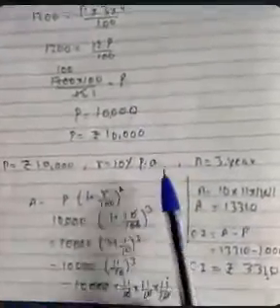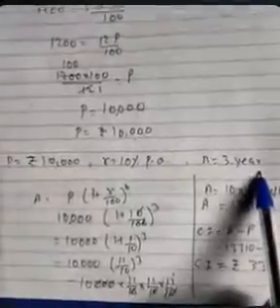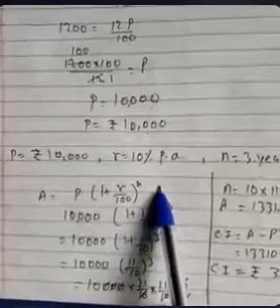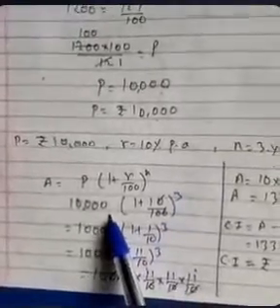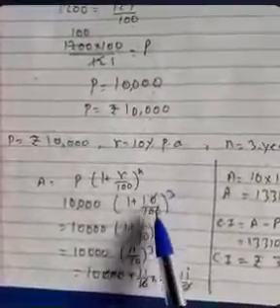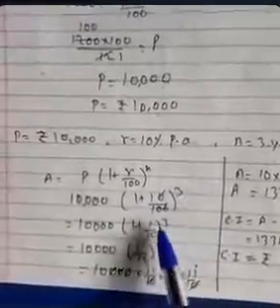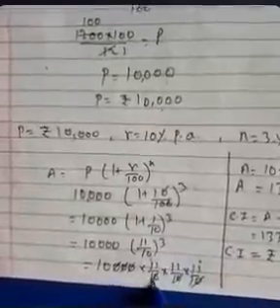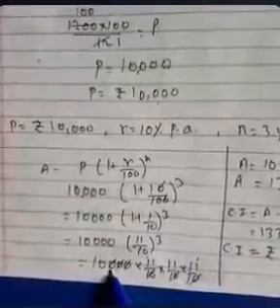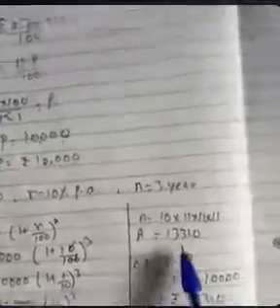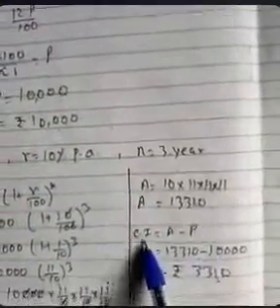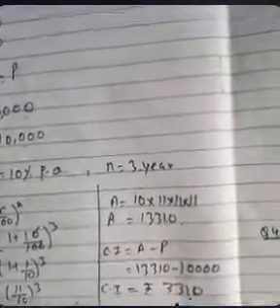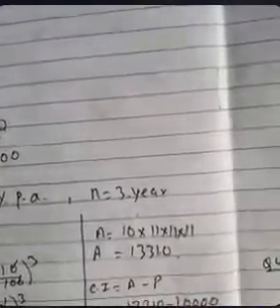Now, principal is 10,000, R is 10%, n is equal to 3 years. Putting the values in amount is equal to principal into (1 plus R upon 100) whole to the power n. Putting these values, 10,000 into (1 plus 10 upon 100) whole to the power 3. 1 plus 1 upon 10 is 11 upon 10 whole to the power 3. Multiply 3 times. Now 3 zeros cancel here. Multiply, result is 13,310. Compound interest is equal to amount minus principal. Answer is 3,310.